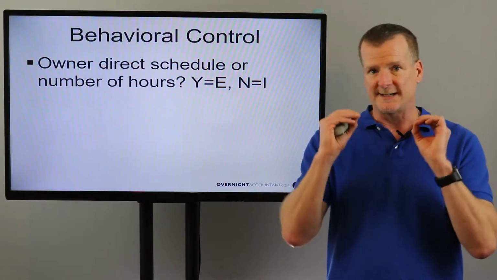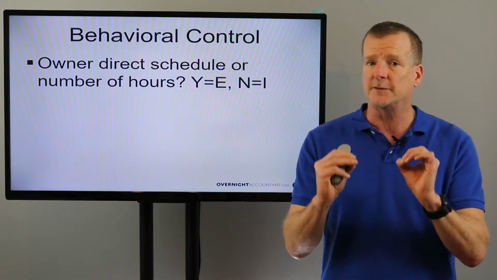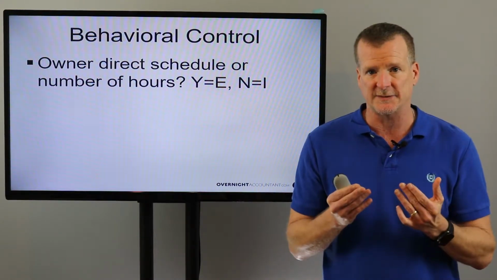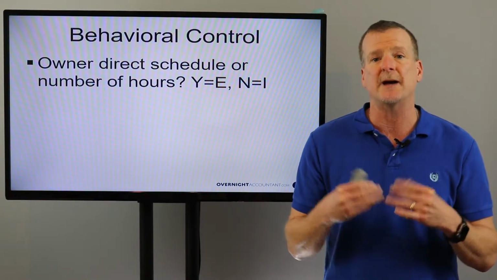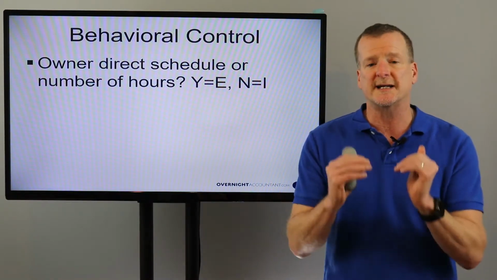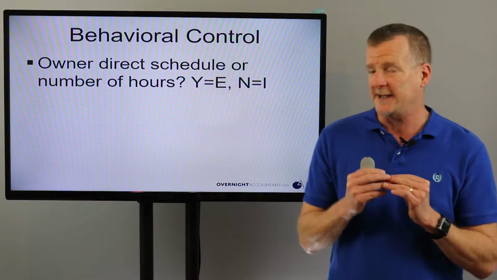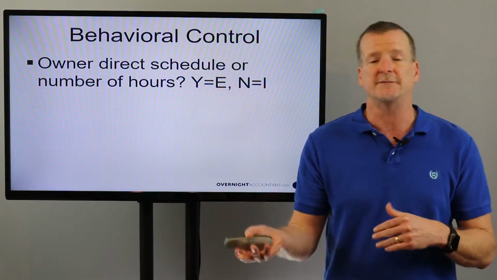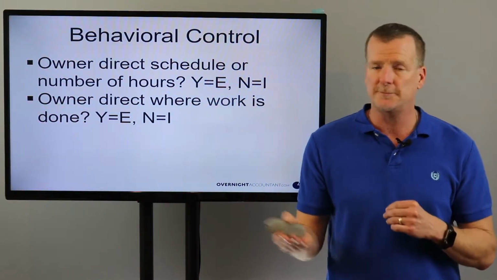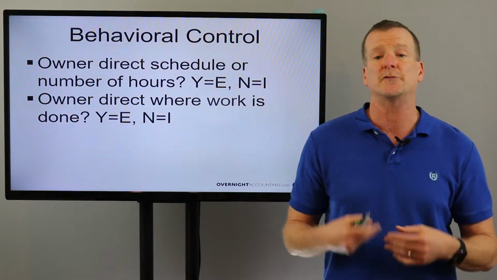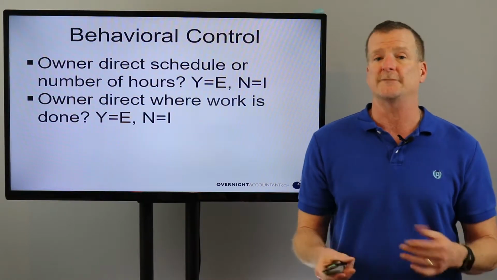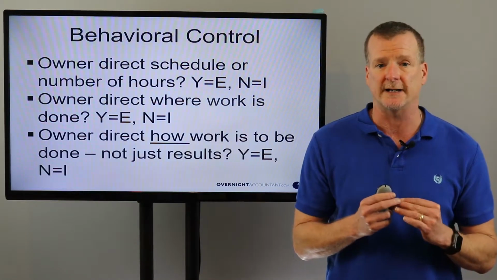Let's go through a few examples here. Now, these are actually largely from the 20 common factors from the IRS, because we're determining the amount of behavioral control. So, does the owner direct the schedule of the worker or the number of hours? If the answer is yes, more likely to be an employee. If the answer is no, more likely to be independent. Does the owner direct where the work is done? Where are you going to show up to work that day? Do you have an office where they go to every day? If you're directing where the work is completed, and the answer to that question is yes, more likely they're an employee. If the answer is no, check or mark the independent contractor.